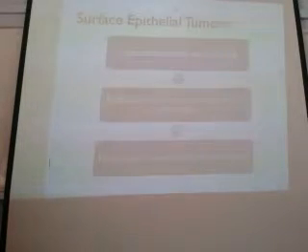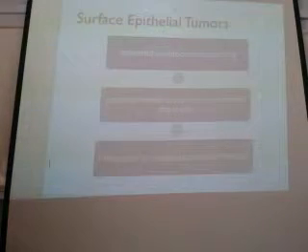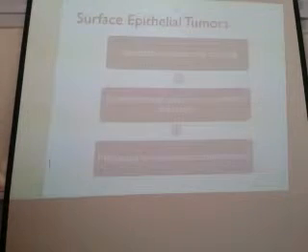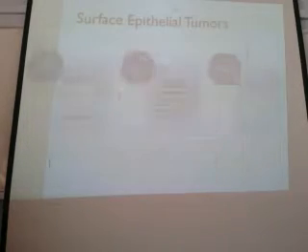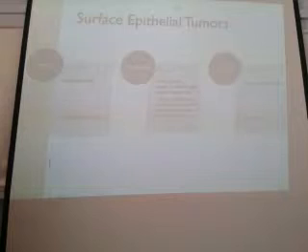For the surface epithelial tumor, the sequence is repeated ovulation and scarring, small epithelial cyst in the cortex, then metaplasia or neoplastic transformation. So the most common is the cyst. This is divided into three: benign, borderline, and malignant. Benign means cystadenoma, and malignant will be cystadenocarcinoma.